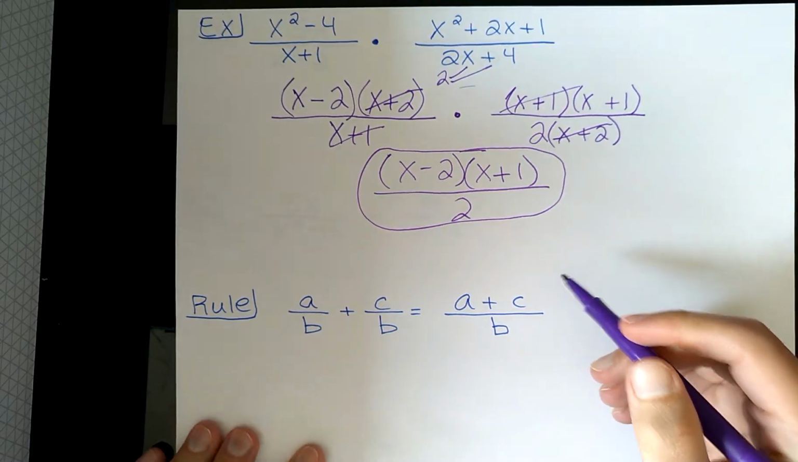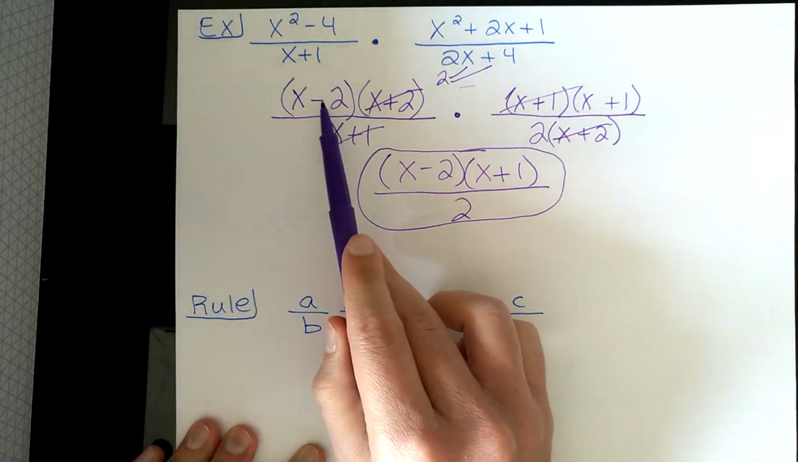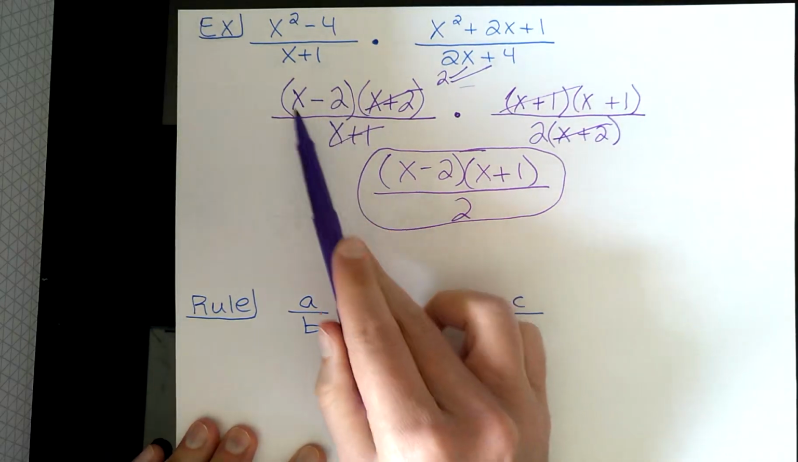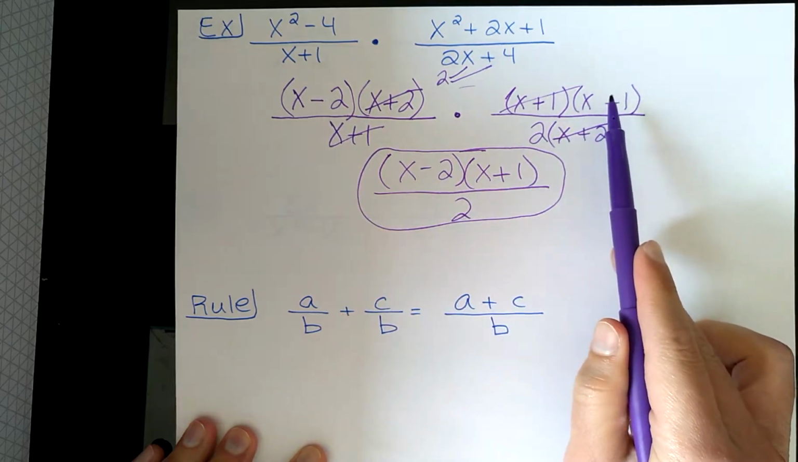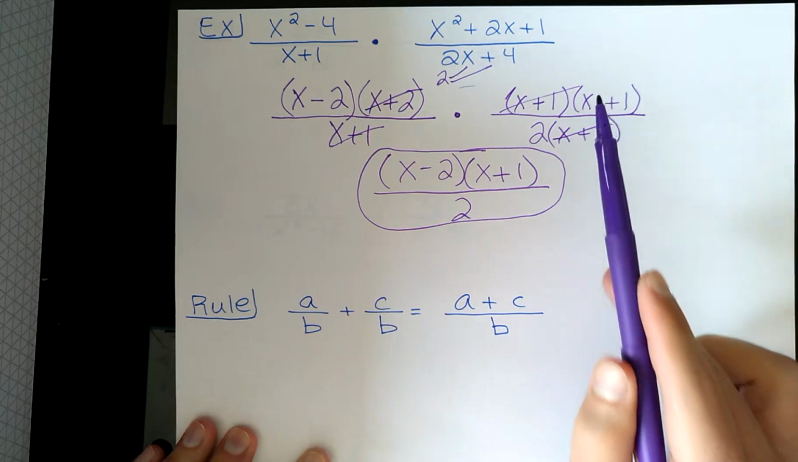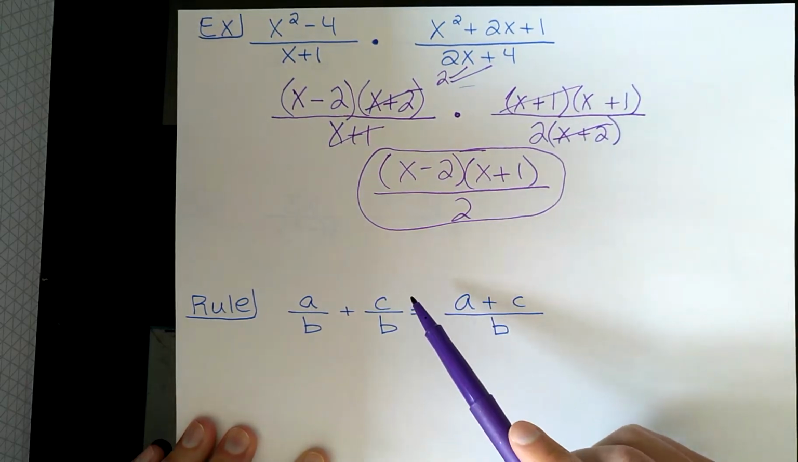Another very common mistake that happens with these problems is people will see that they have, for instance, an x minus 2 here and an x minus 2 here, both in the top. You cannot cancel those. It has to be in the top and bottom to cancel out.